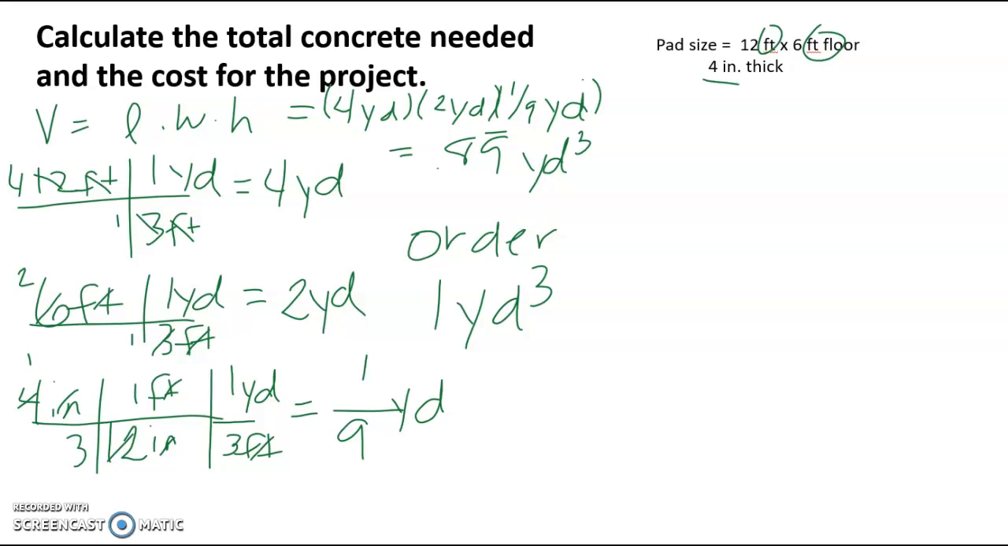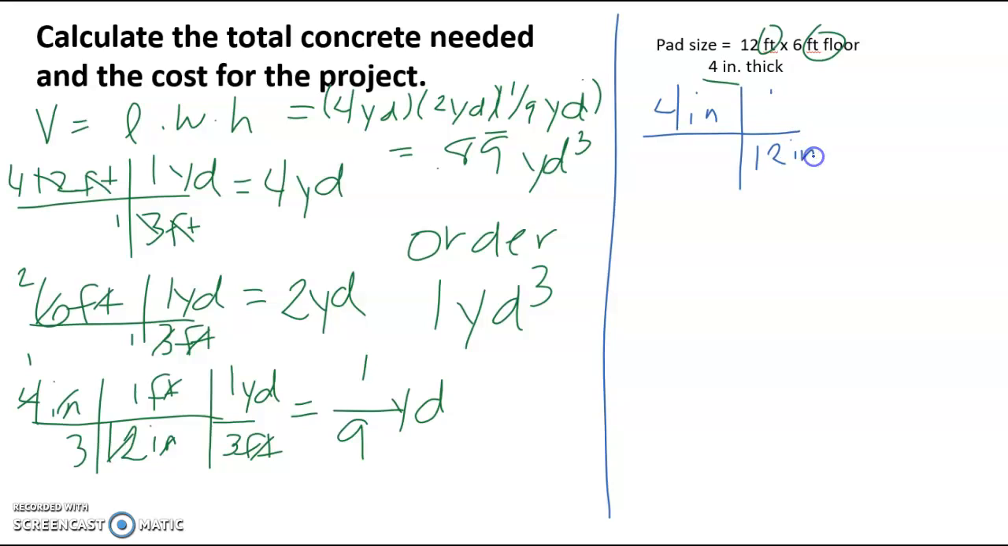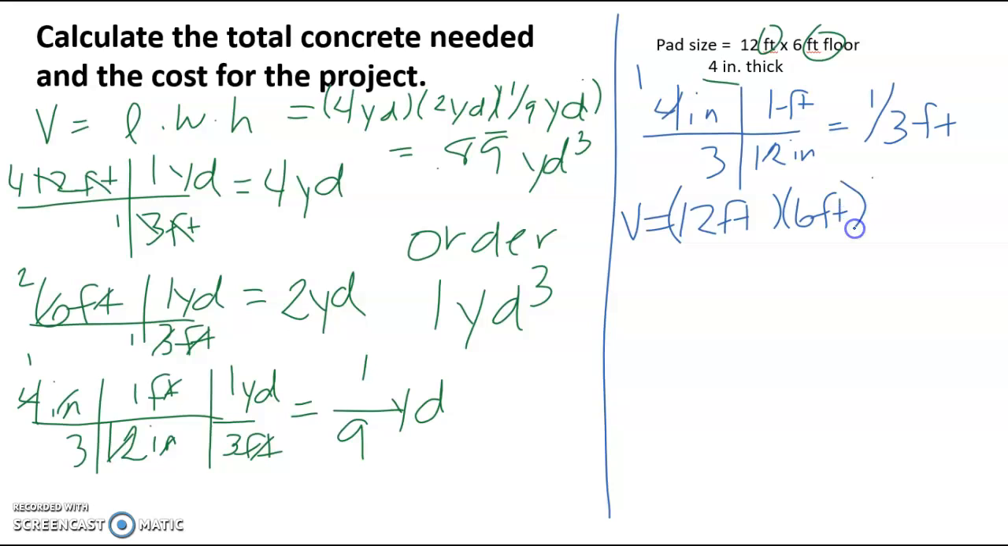The other way you could do this would be to convert just your inches into feet and then multiply across. So if we do just 4 inches, 12 inches is 1 foot, right? That goes down to 1/3, so I have 1/3 of a foot. Then my volume is 12 feet times 6 feet times 1/3 of a foot. I can make the math really easy. 1/3 of 6 is 2. 2 times 12 is 24 feet cubed.